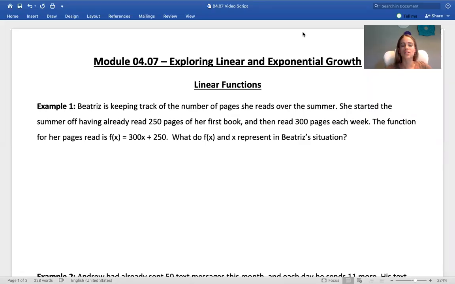This video is going to have a brief review of module 0407, exploring linear and exponential growth.